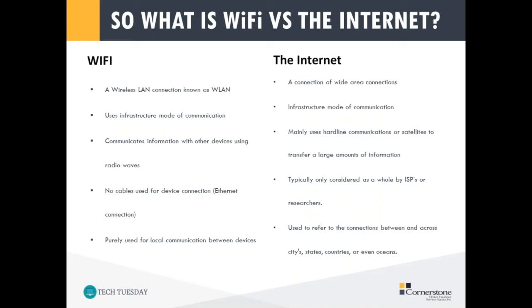Additionally, it communicates information to other devices using radio waves. It's also purely used for local communication between devices, and that's the important point. Wi-Fi or a wireless connection like that is typically only referred to for local communication between devices. Yes, it can connect you to the internet at large using a modem, but typically Wi-Fi is the part of that step that's very local.